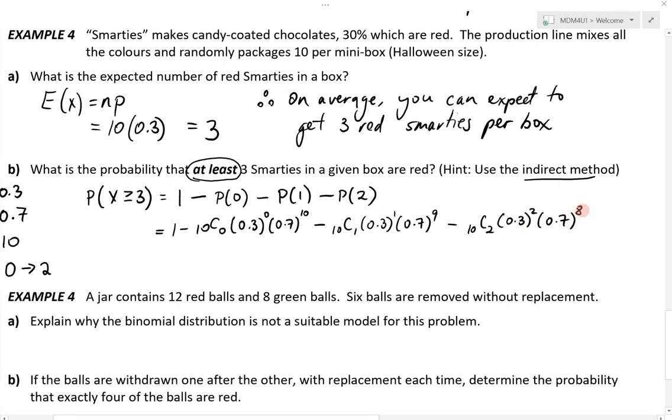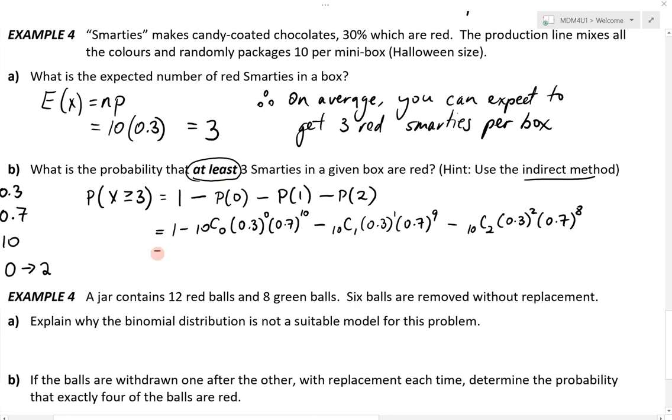Okay, and remember, the reason why we're using binomial is because you either have a red or you don't. So it's a black and white situation. It's 2 possible outcomes: success or failure. All right, so let's look at calculating all of this out.